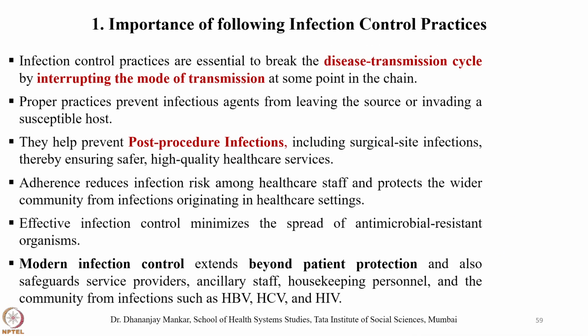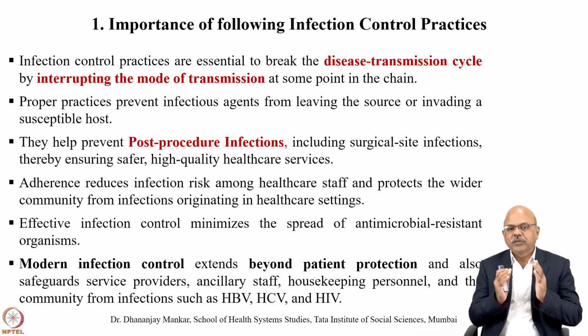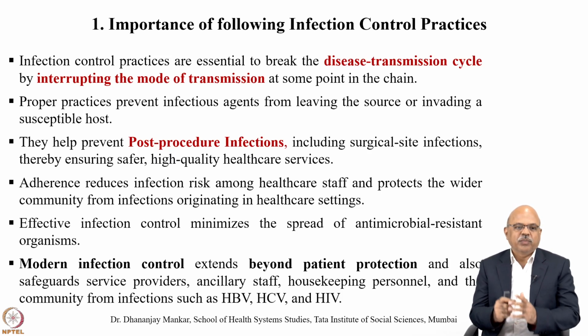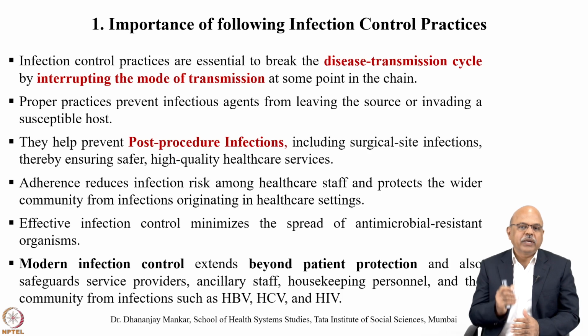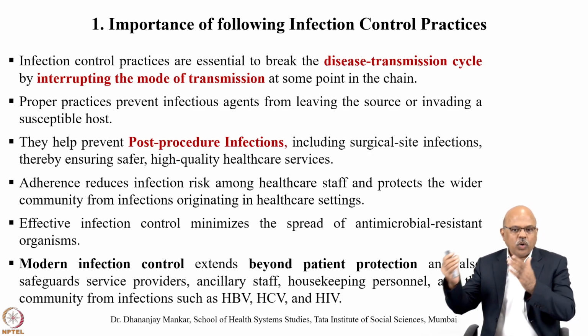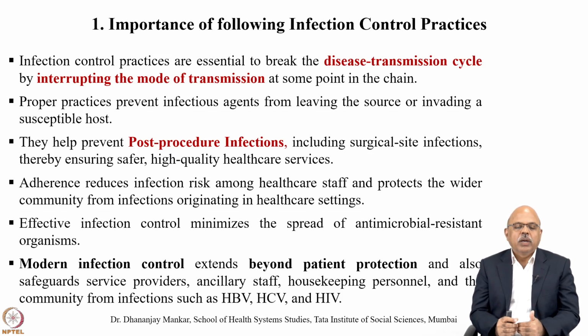The importance of following the infection control practices, and what happens if we don't adhere to it? Infection control practices are essential to break the disease transmission cycle. How is it done? It is done by interrupting the mode of transmission at some point in the chain. So you need to think where you can break the chain, and when you interrupt this mode of transmission, you are able to successfully take the step in infection control practices.